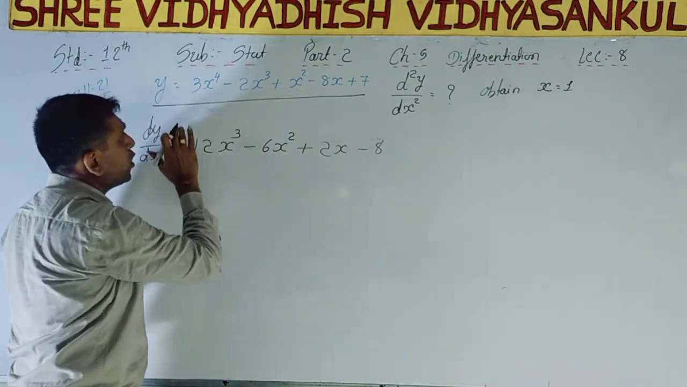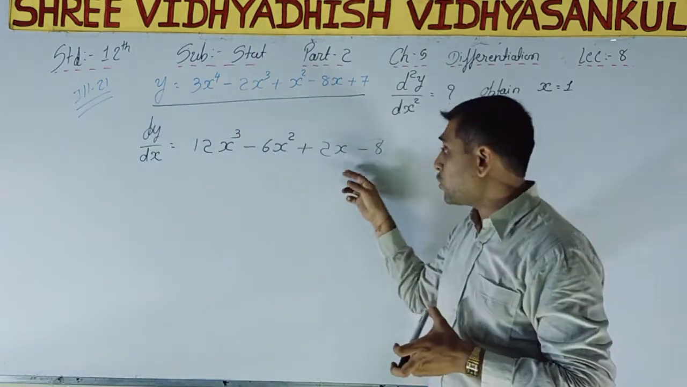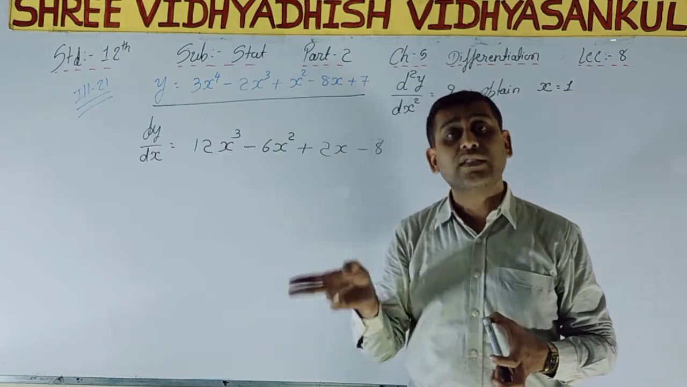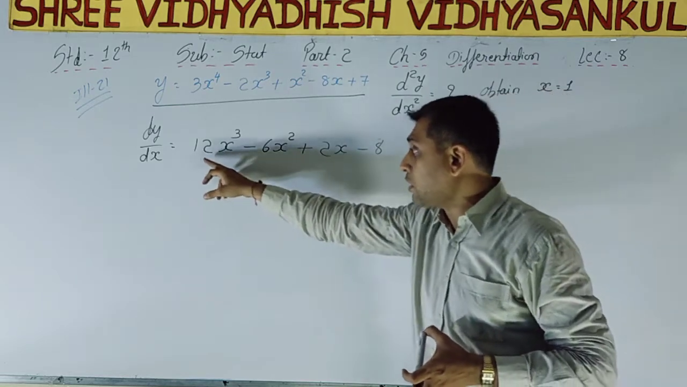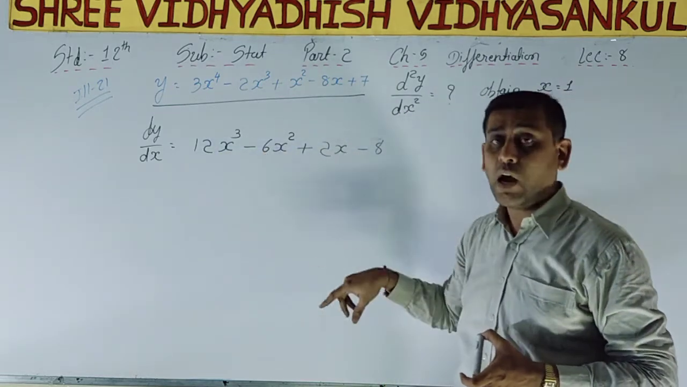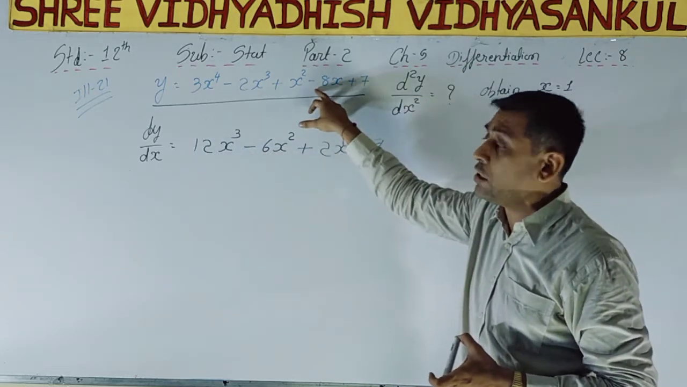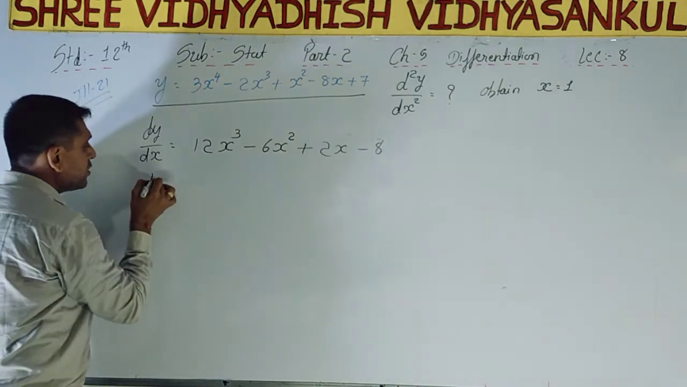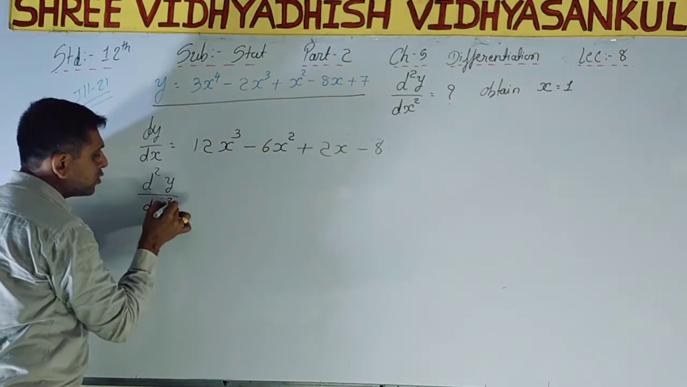Y is your question and you are finding the dy by dx, that is the first order derivative, from this. Now if you want to find the second order derivative, you have to find the differentiation of this, not this. Okay, so here d square y upon dx square.